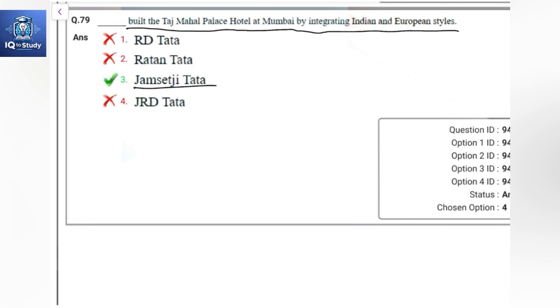The Taj Mahal Palace is a heritage 5-star luxury hotel in the Colaba area of Mumbai, located next to the Gateway of India. It was opened in 1903.